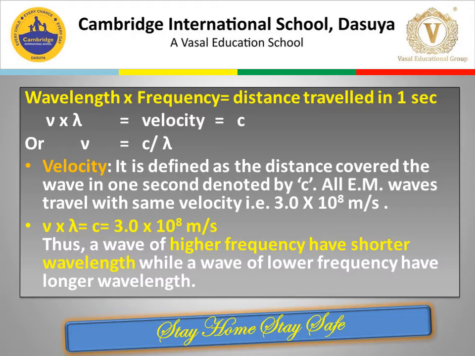Now since all the electromagnetic radiations are traveling with the same speed, a wave of higher frequency will have shorter wavelength, while a wave of lower frequency will have a longer wavelength, because nu times lambda is constant. So if nu is larger, lambda has to be smaller, or if lambda is larger, then nu has to be smaller.